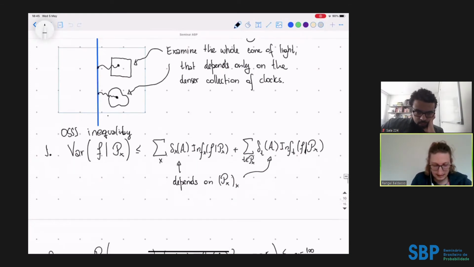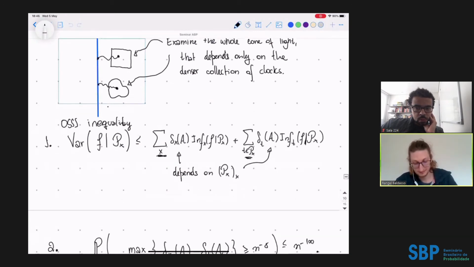So here, if you see the OSS here, we get that the variance of our function conditioned on the denser collection of clocks is at most the revealment of the algorithm for the initial condition. This guy here is the initial condition plus the revealment of the clock ticks. Because whenever you have a clock tick, you still need to see whether you want it to be selected or not. And that's a whole new set of entries that your Boolean function needs to take into account.